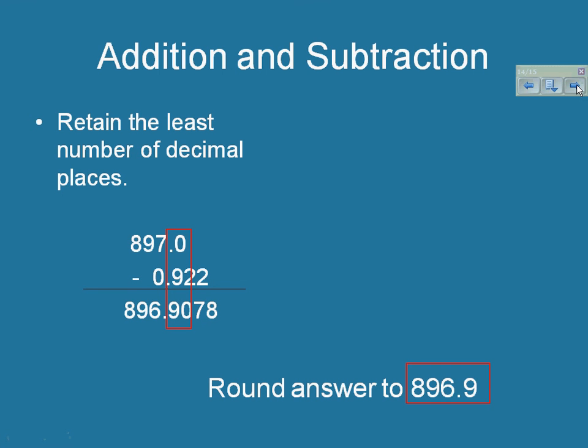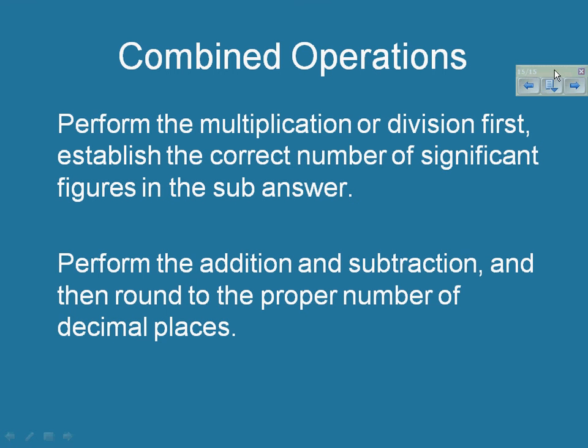Last slide. If you have to do a combination of operations, perform the multiplication or division first and establish the correct number of sig figs in the sub-answer, and then perform the addition and subtraction, and then round to the proper number of decimal places.